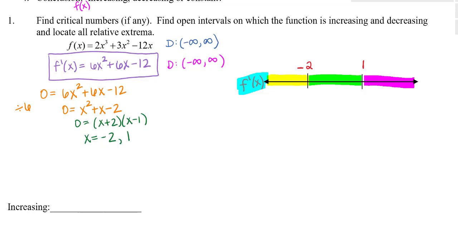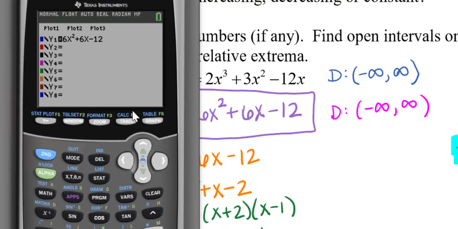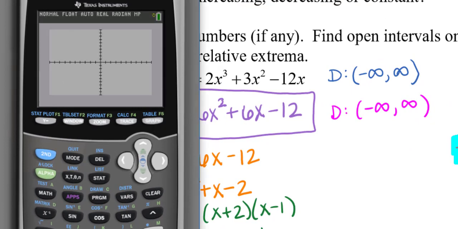So let me show you by hand and also on your graphing calculator. If we're looking at our graphing calculator, we're going to type in the first derivative. And when I look at the graph, I want to look at values for x that are less than -2, and all I'm looking to see is, is f prime positive or negative?